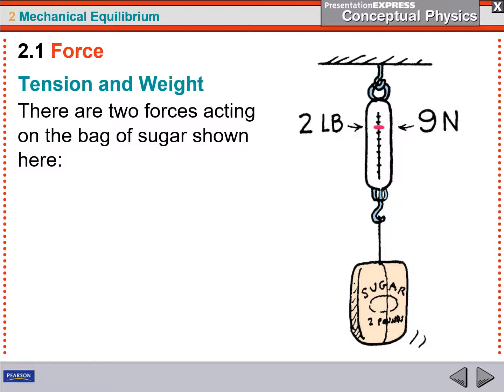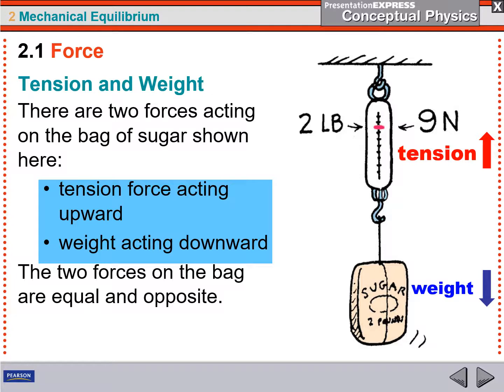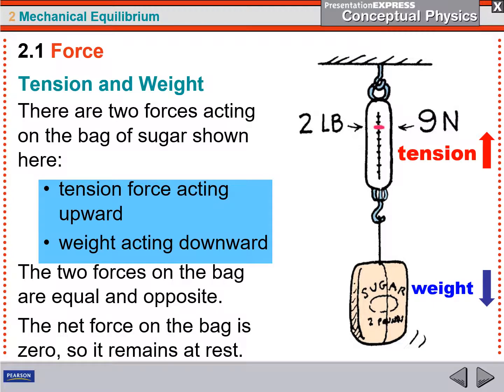So for example, here are two forces at work. The weight of the sugar pulling downward, and the tension on the spring scale, which is hooked to the ceiling, pulling upward. The scale reads 2 pounds or 9 newtons. The tension force and the weight are equal, but they are in opposite directions. Therefore, the net force on this bag is 0, so it remains at rest.